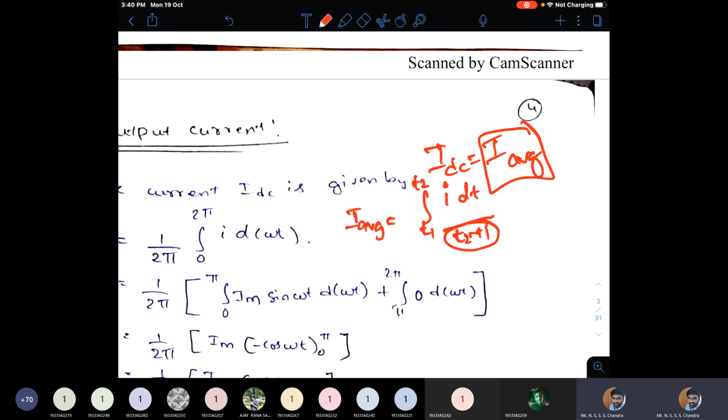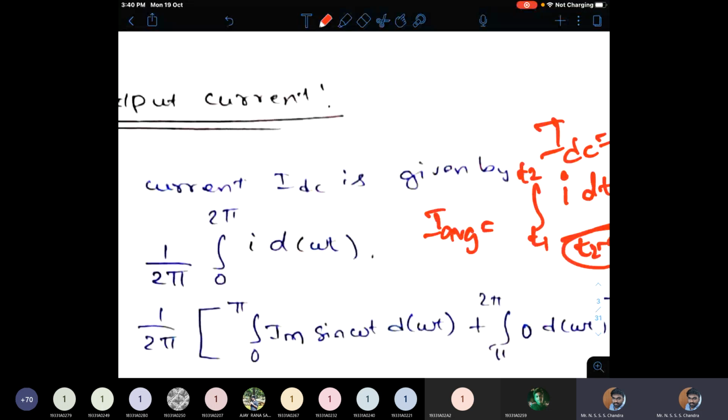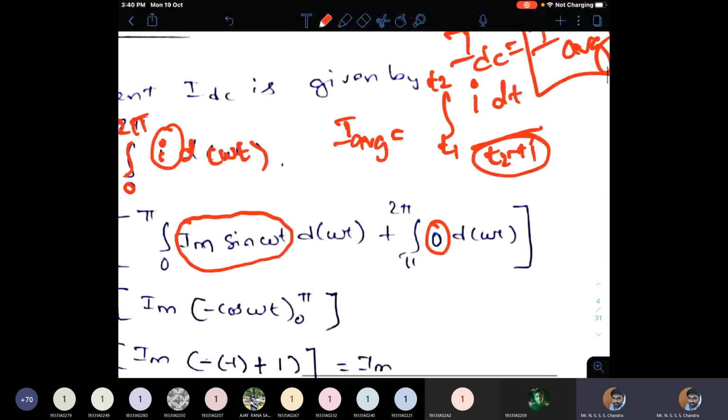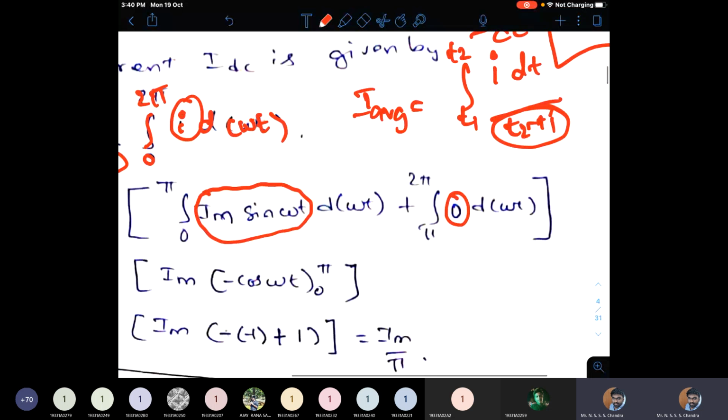So I will be integrating from 0 to 2 pi, that's for the full cycle, and dividing by 2 pi minus 0, that is again 2 pi. I will write I on the x-axis in radians, that is d of omega t. I distribute the instantaneous current into two parts: from 0 to pi it is Im sin omega t, and from pi to 2 pi it is equal to 0. So this part will obviously be 0.